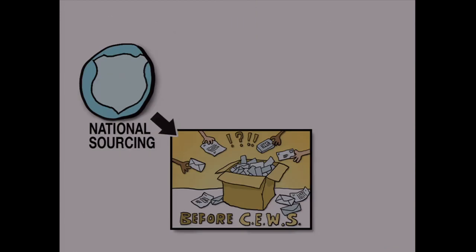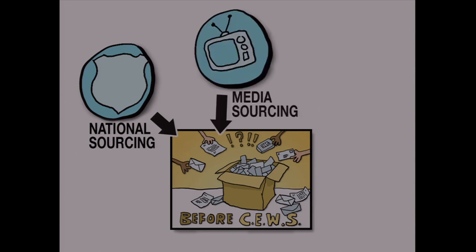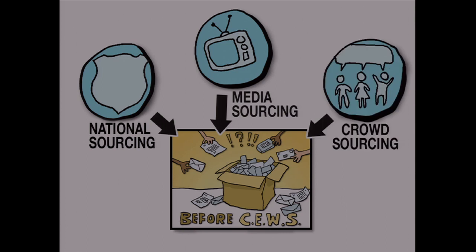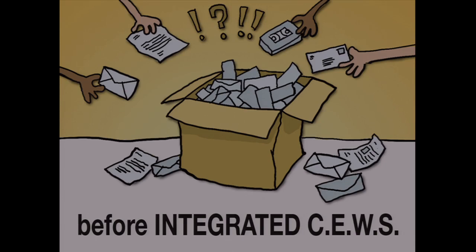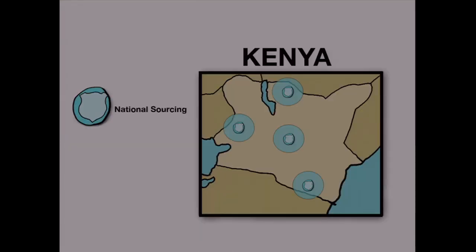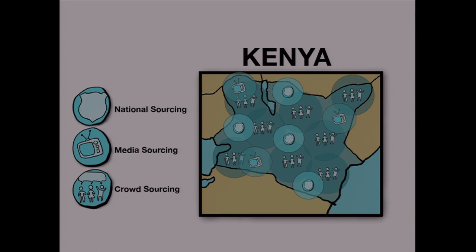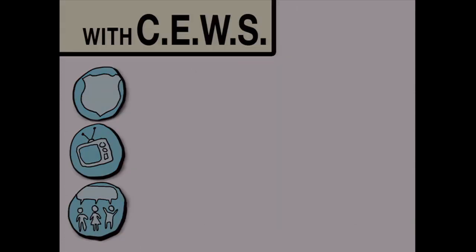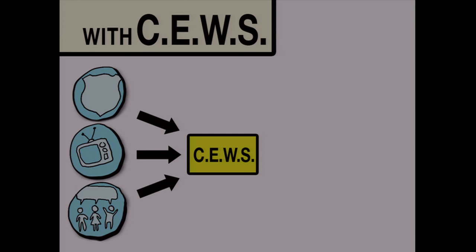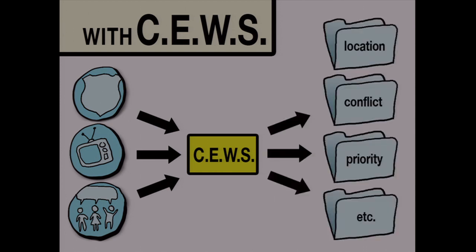So now, conflict early warning, three tools, just sort of bringing this home: you've got national sourcing, media sourcing, and crowdsourcing, but you still have it in a disorganized box. What this interface does is increase your radius of coverage from national sourcing, which was just in some places, and media sourcing in some places, but now you have crowdsourcing, which incorporates pretty much every other radius. And this is what the system does. It gets all this information into the conflict early warning system platform, and then disseminates it into the different areas based on location, priority, et cetera.